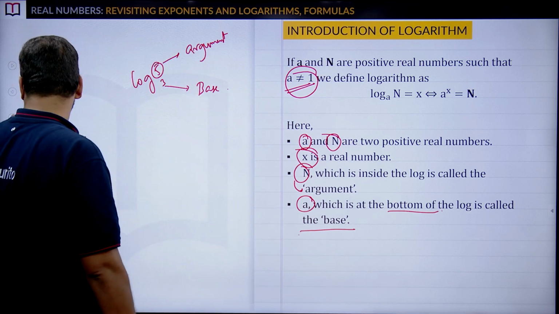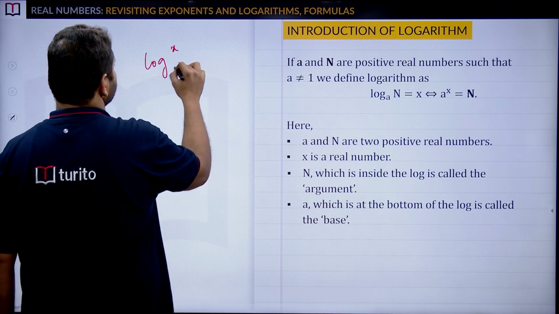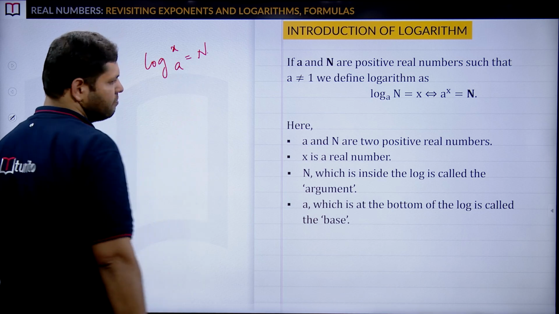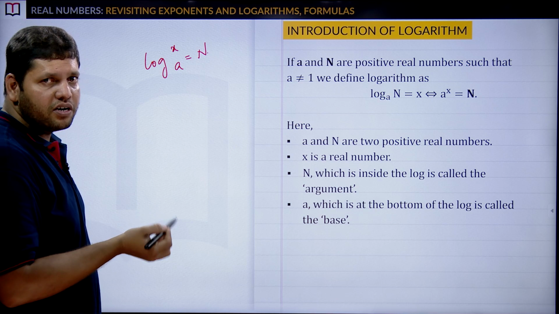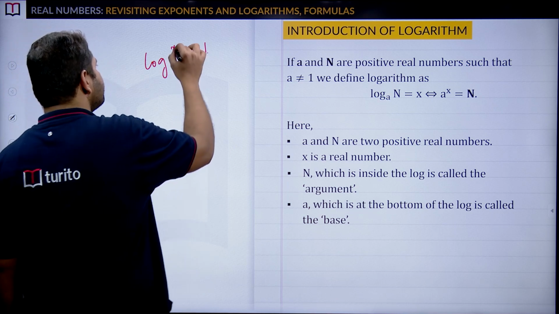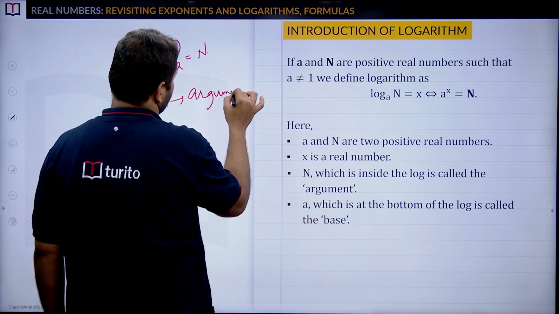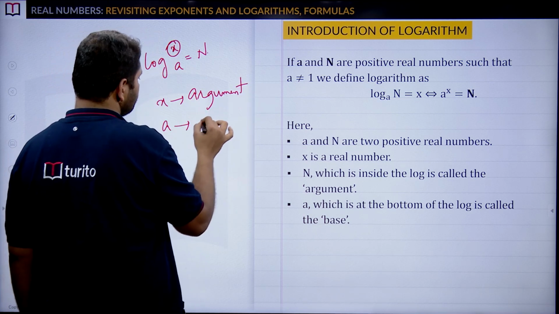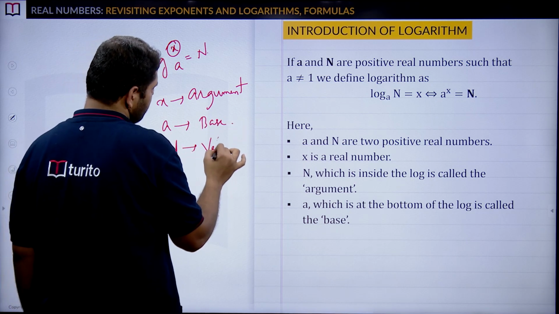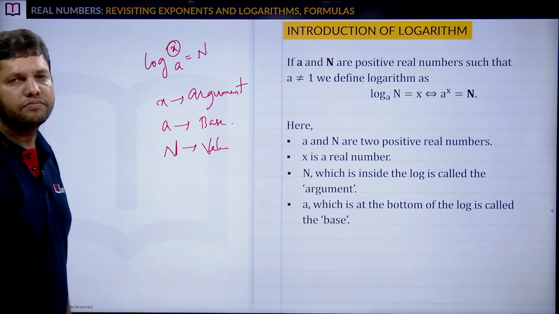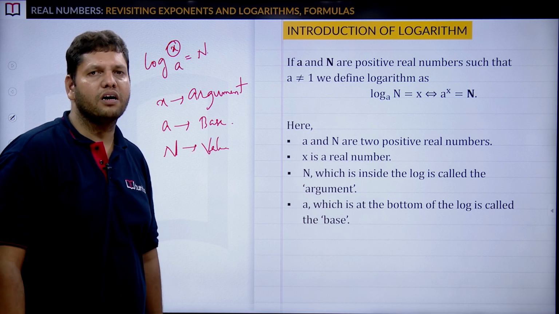Okay, children, I am writing some examples to identify. So log x with base a is equal to capital N. Here what is the argument? Argument means the value which we write inside the log. So here x is the argument, and a is called the base. And n is called the value of the logarithm. Clear, children? Any doubts about this representation of logarithm?